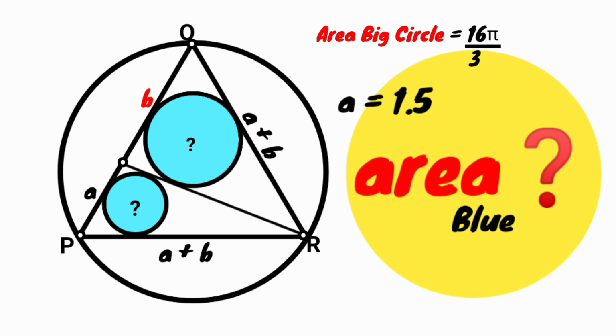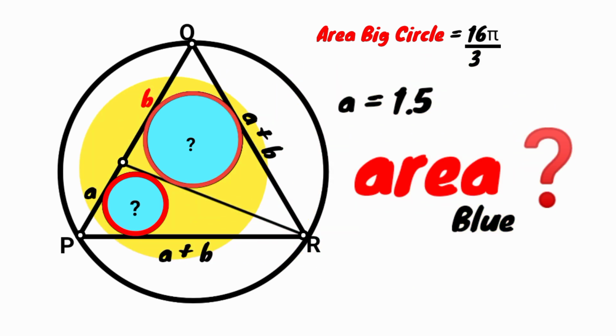The question we have today says calculate the blue area, that is the areas of these two circles. We are given here area of big circle equal to 16 pi over 3. That is the area of this big circle is 16 pi over 3. Here the length of this side is a plus b. That of this is also a plus b. The length of this line segment is a, while this is b. The value of a is given here to be 1.5.